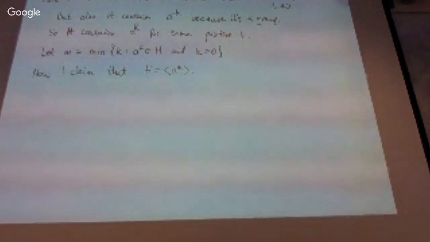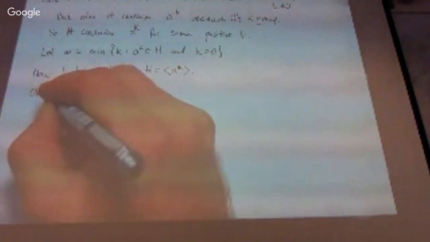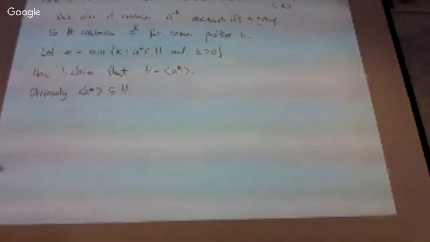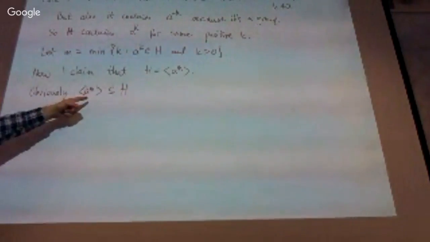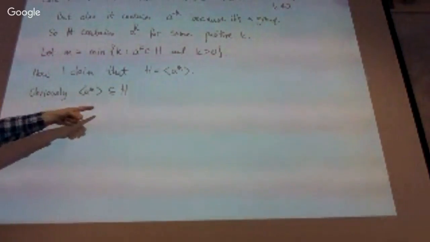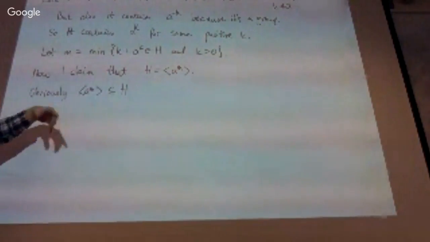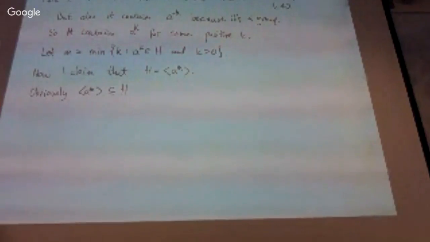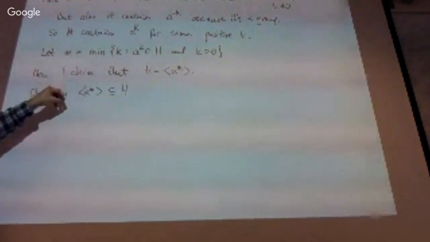So how do I prove this? Well, obviously, this is a subset of H. Why is that? Well, a to the m is in H, and H is a group, so all the powers of something that is already in the group also have to be in the group because it's closed. Okay, so anything that is of the form a to the m to the something is in H as well.